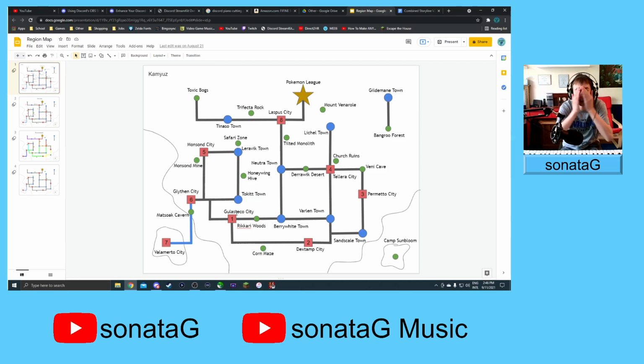I always forget what the term is when you rearrange the letters of a word. Anagram. Anagram, that's it. Gulisteco, the city of the first gym, is almost an anagram, with like one or two letters cut out, of Eagle Scout. I'm an Eagle Scout, as is the person who I had started this project with.